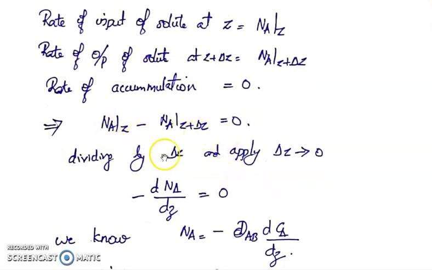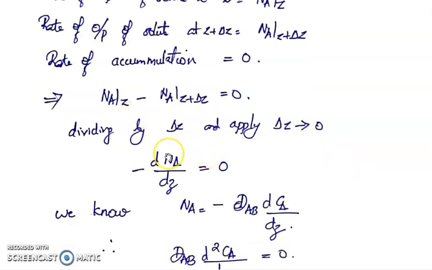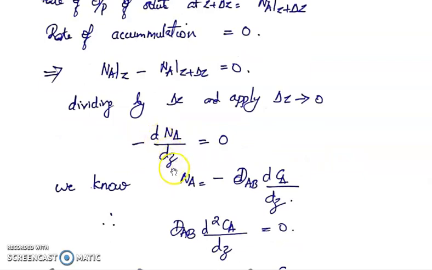Let us solve this by dividing the equation by delta Z and applying the limit delta Z tends to 0. And so we get minus dNA by dz is equal to 0. Now there is no need for any confusion. This will become NA at Z minus NA at Z plus delta Z by delta Z, and applying delta Z tends to 0, we can write minus dNA by dz is equal to 0.